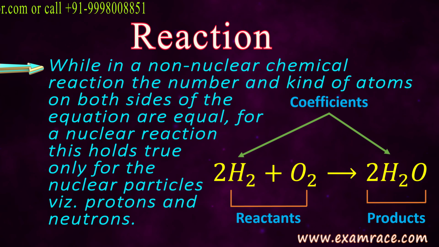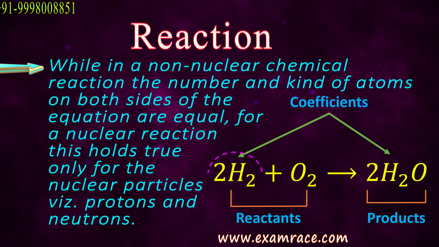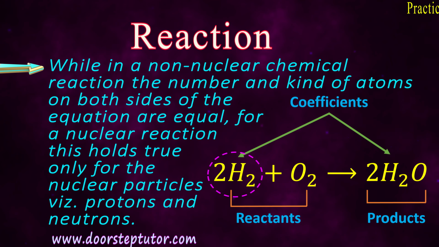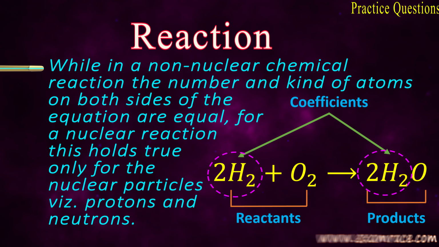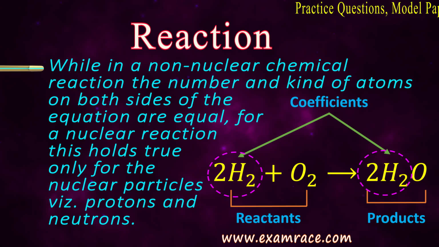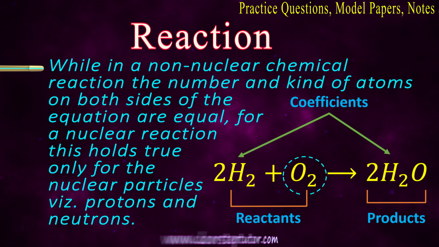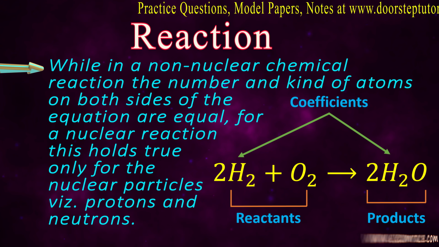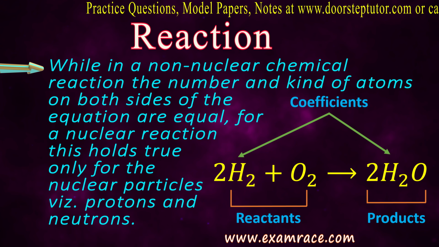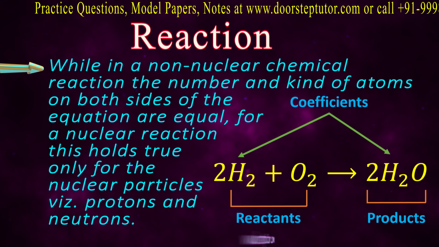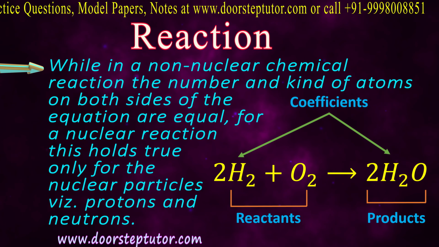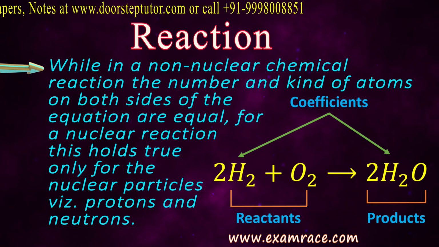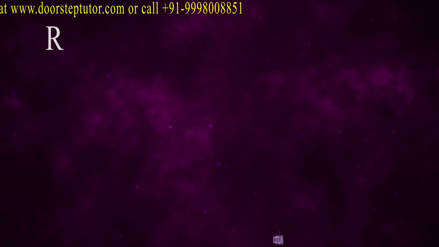Now here in this picture you can see that on the reactant side there are 4 hydrogen atoms. On the product side you can again see 4 hydrogen atoms, and the same number of oxygen atoms on both sides. So we can see that in chemical equations the number of atoms is always equal on both sides, but only in non-nuclear chemical reactions. Please keep it in mind. It's not true for nuclear reactions.